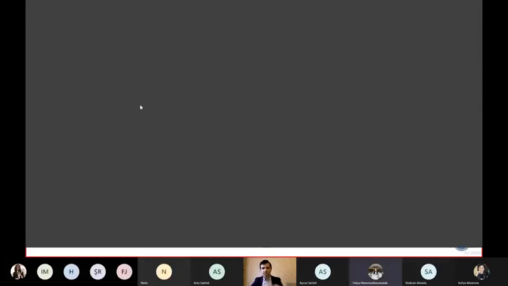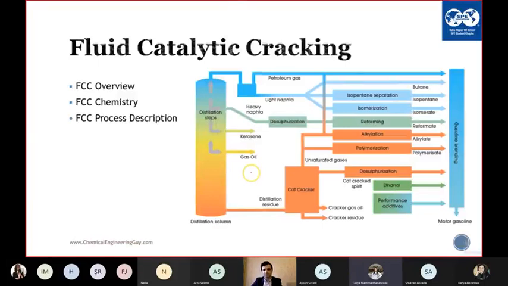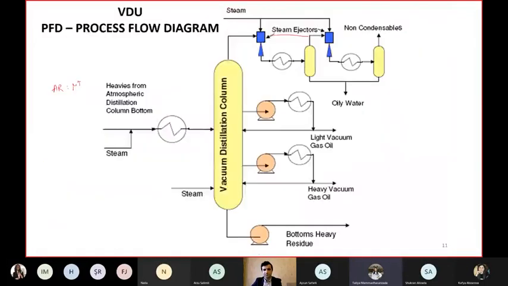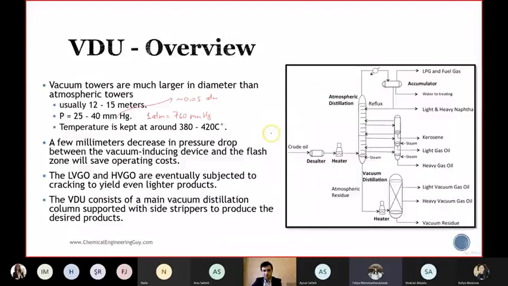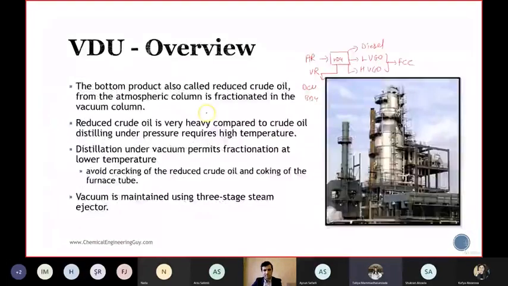I have a question, yes. Yes, please. Could you please go back to the slide VDU overview, previous slide? Just a second. Not this one. It was written, previous then VDU. This one.